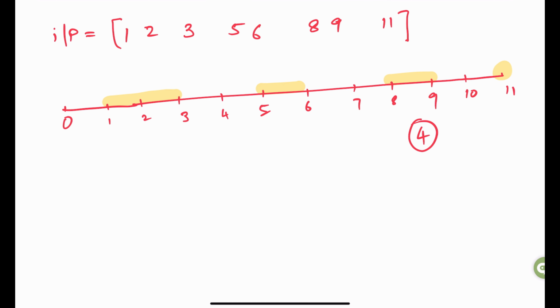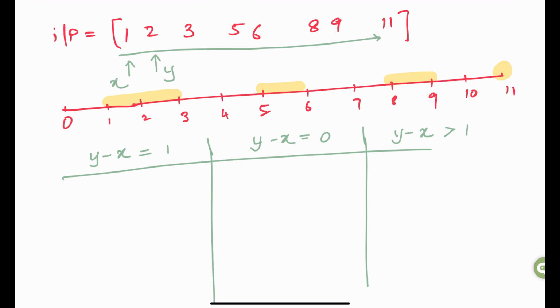And if we try to draw the pattern based on the inputs that are given to us, there are a total of three cases that can happen. Let's consider x as the current number and y as the next number in the array. The first case is where the difference between y and x is 1, which means the numbers are consecutive, for example 1 and 2 or 2 and 3. The difference is 1. It means that the number should be continuous and it should be included in the range.